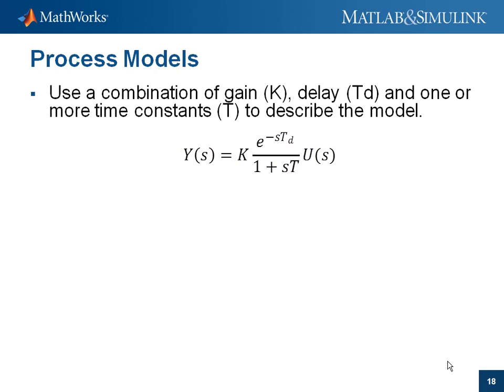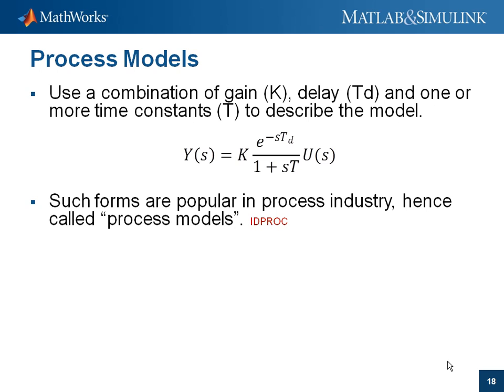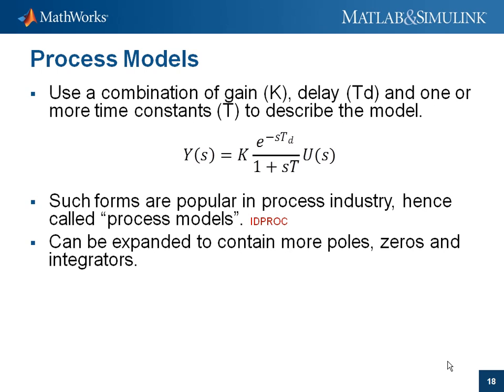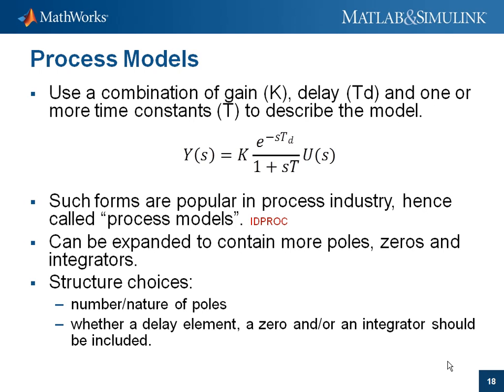Another common type of linear parametric models is to form a simple model with one pole and one time delay. It can be parameterized in terms of a time constant, the static gain and the dead time. Such models are quite popular in process industry, and we call them process models. More complex variants can contain more poles and an integrator or a zero. To estimate such models, we just need to specify the number of poles and whether or not you should include a time delay or a zero or an integrator.